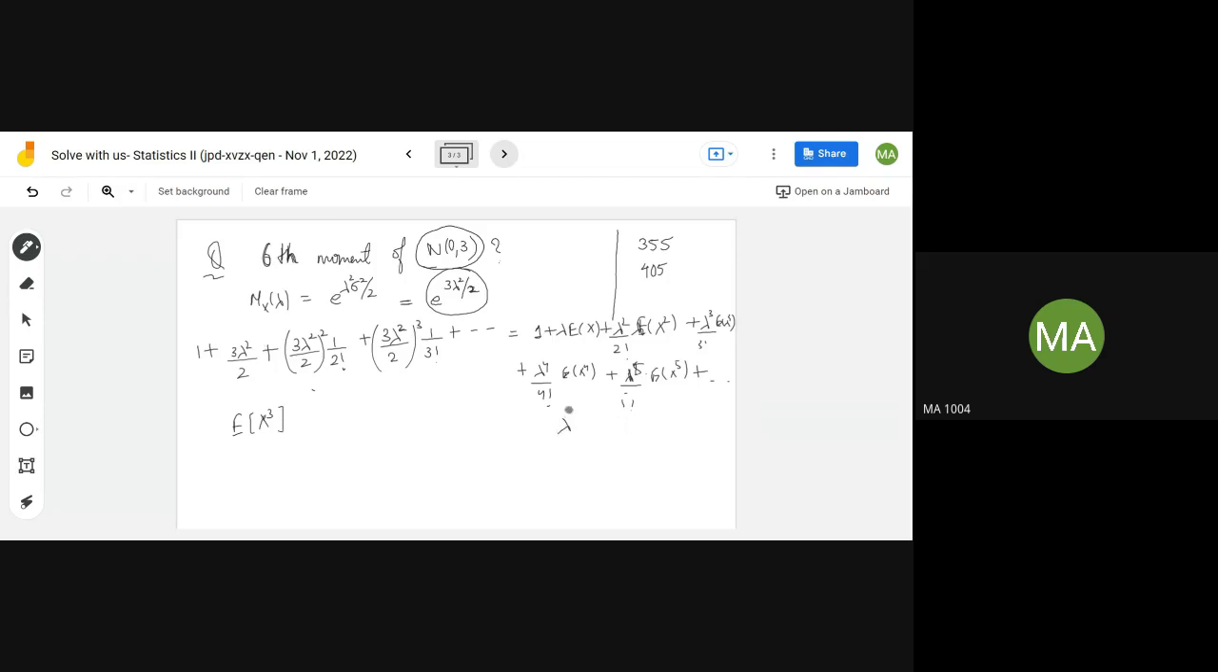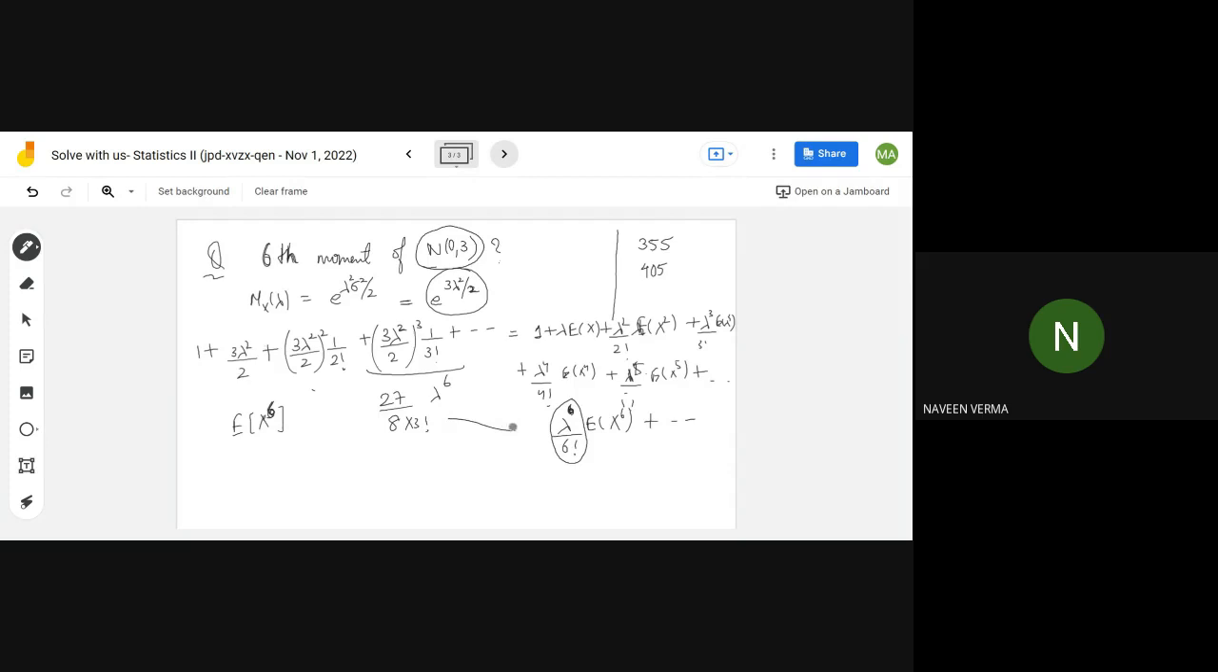So the right hand side will be expected value lambda to the power 6 by 6 factorial, expected value of x to the power 6. To find the sixth moment, you need to look at the coefficient for lambda to the power 6. If you look here, you have 27 by 8 into 3 factorial lambda to the power 6.